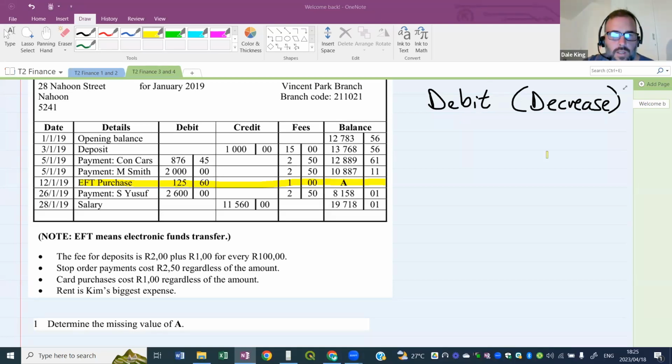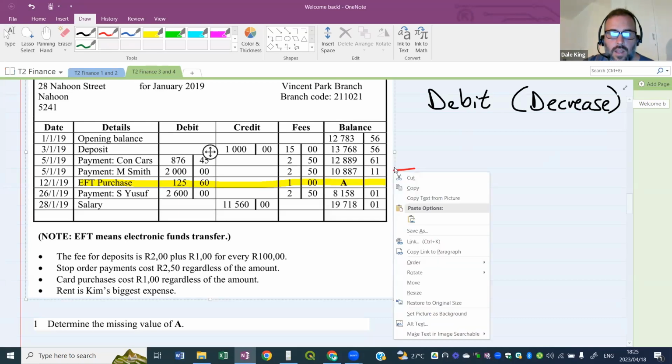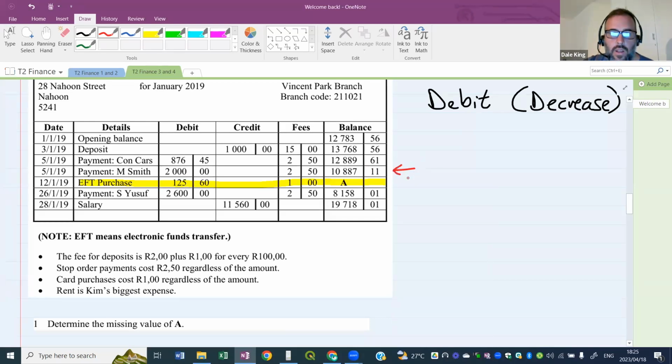All right, Krishliso, let me see if I can help you. So we have the previous transaction. This is the balance there. If you look at that little red arrow, that's the balance after the previous transaction. So that's how much money is in the bank account. Then look at the yellow line. This is a new transaction now. It's a purchase. A purchase was made at a shop, and 125 Rand 60 cents was the value of the purchase. So there's 125 Rand 60, and the fee for the purchase was 1 Rand.